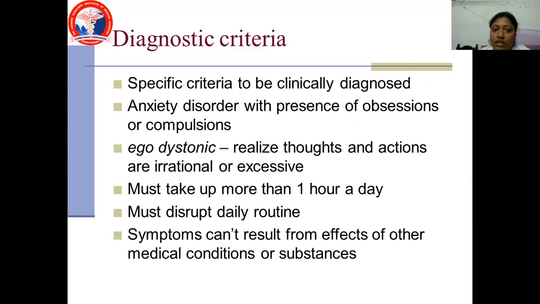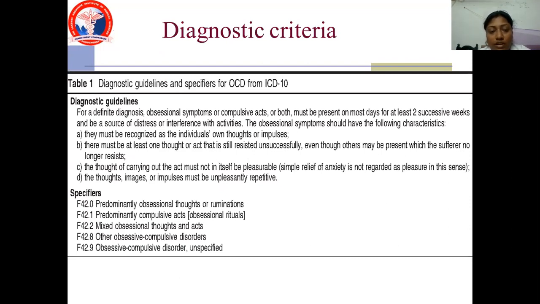Now we have the diagnostic criteria, that is anxiety disorder with presence of obsessions or compulsions, ego dystonic. The biggest difference between OCD and OCPD is ego dystonicity and ego syntonicity. OCPD is ego syntonic and OCD is ego dystonic, which means it is not in synchronization with the ego. That is, they know that the thoughts are irrational, excessive and unwanted. It must take up at least 1 hour a day and must disrupt daily routine. Symptoms can't result from the effects of other medical conditions or substances. Now, this is the diagnostic criteria which is given.